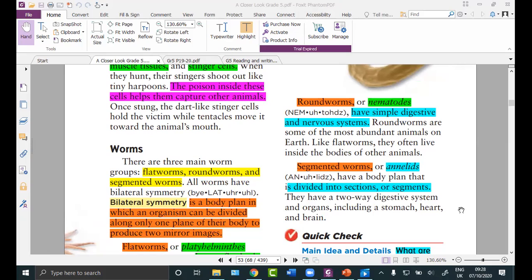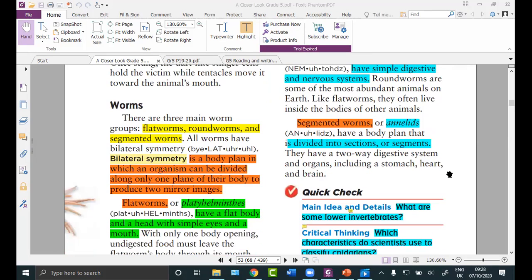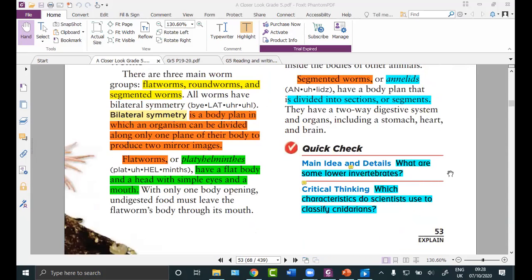Segmented worms, or annelids, have a body plan that is divided into sections or segments. They have a two-way digestive system and organs including a stomach, heart, and brain.